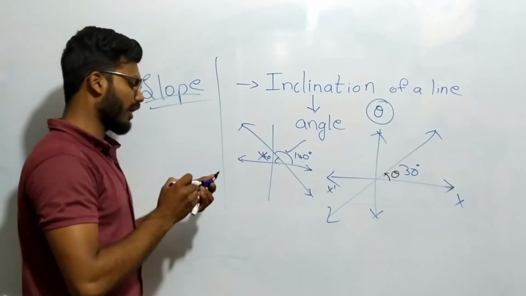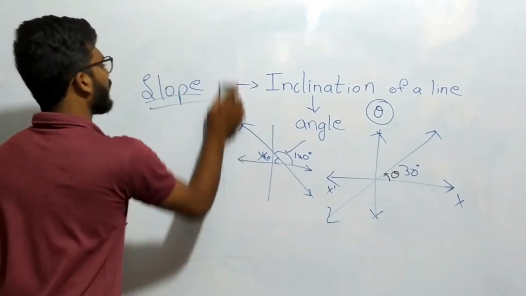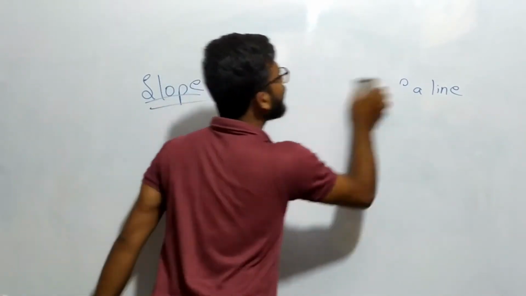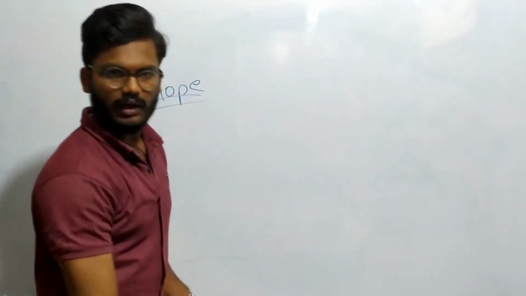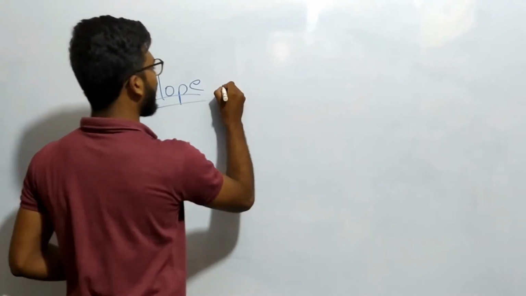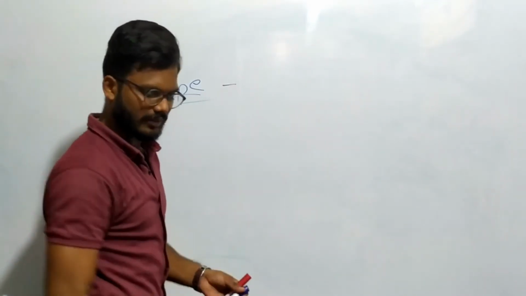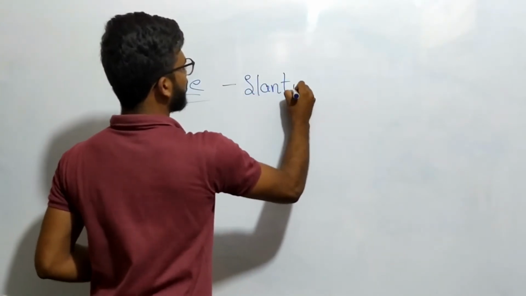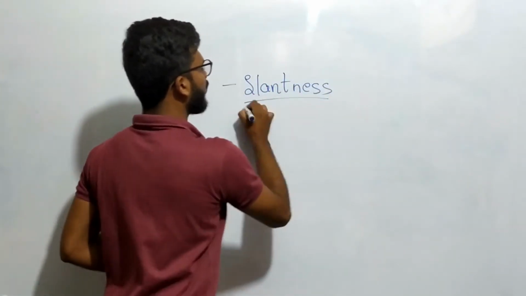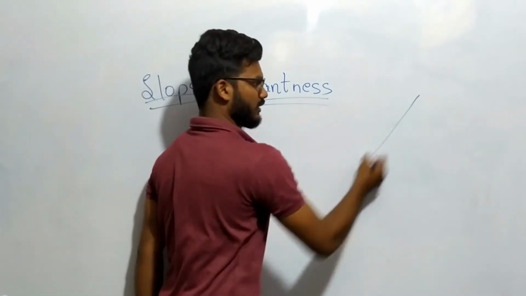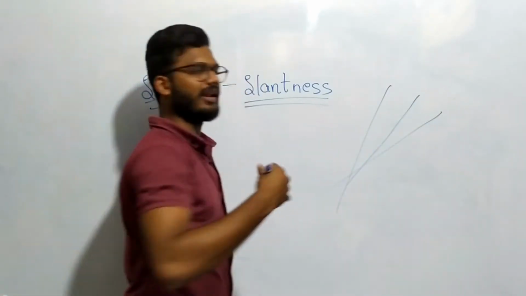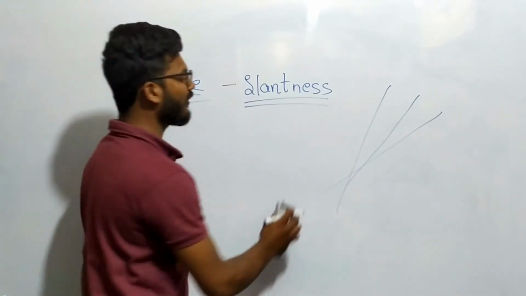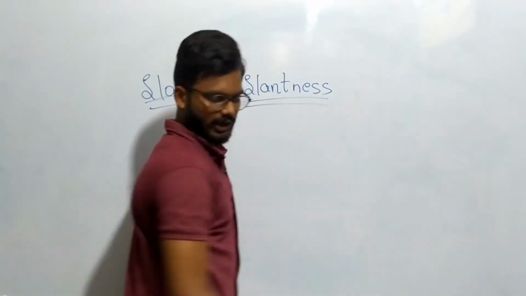We know. Next we have to move on to slope. What is slope? In general, what is meant by slope? In general, slope is nothing but slantness, right? Like this or like this, anything. But in mathematics, how can we find that slope? What is the value of that slope? See how to find slope.